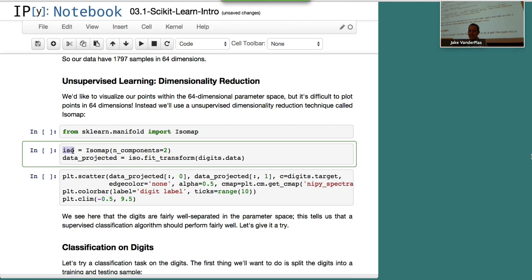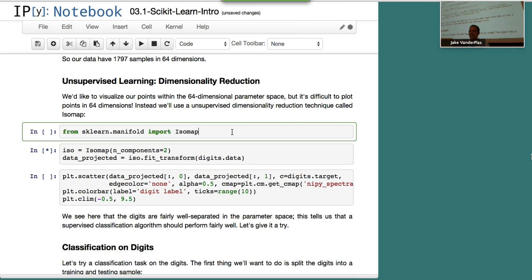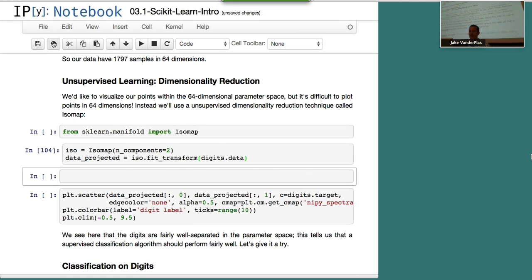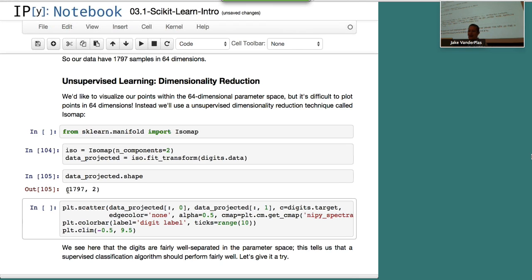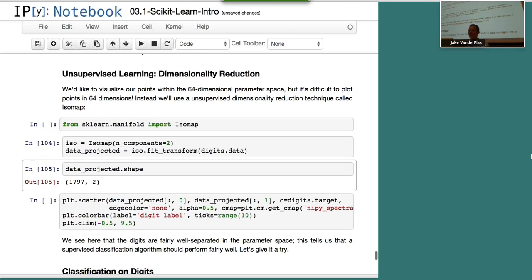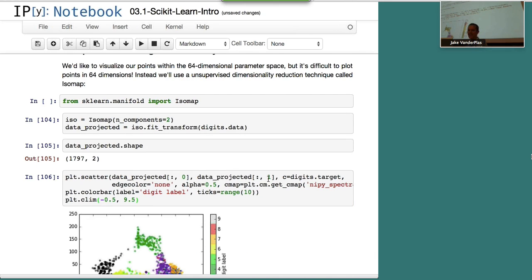And again, this will look familiar. We're going to import the class. We're going to instantiate the class to create a model and say that we want 2 components to come out of this model. And then we're going to call this fit_transform method, which takes our data, fits it, and then transforms it, and then gives us a projected output. And just to do data_projected.shape, we see that now we have 1,797 points in 2 dimensions. So that's a little more reasonable to handle for plotting, right? So let's plot those and take a look at what they look like.